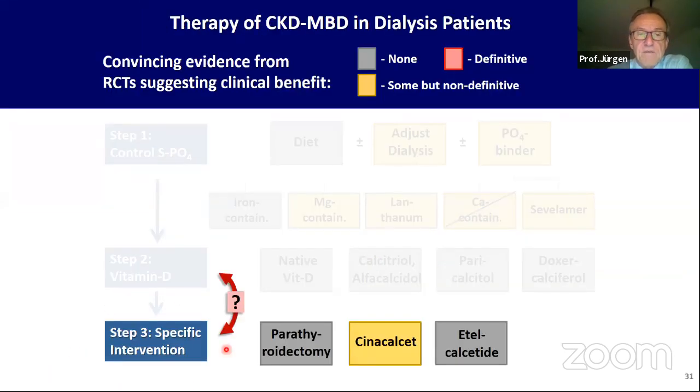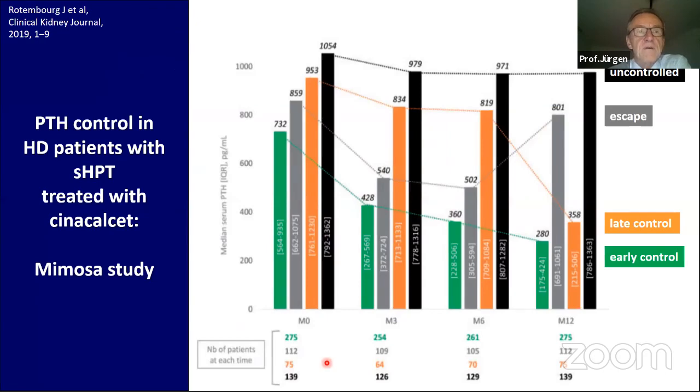And now we come to specific intervention. I will not talk about parathyroidectomy. There's no new data on this. It works, but you go into a hungry bone, and unless you have a good surgeon, you may end up without PTH, which is a terrible situation. But let's go to cinacalcet.